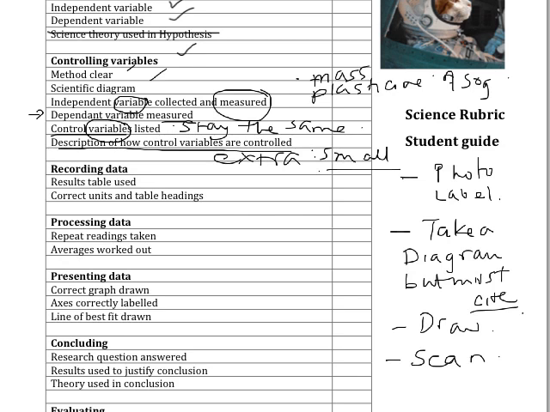Okay, so to sum up, when controlling your variables, when writing a method, it's important that you state your variables and how, with what object, you're going to measure them in as much detail as possible.